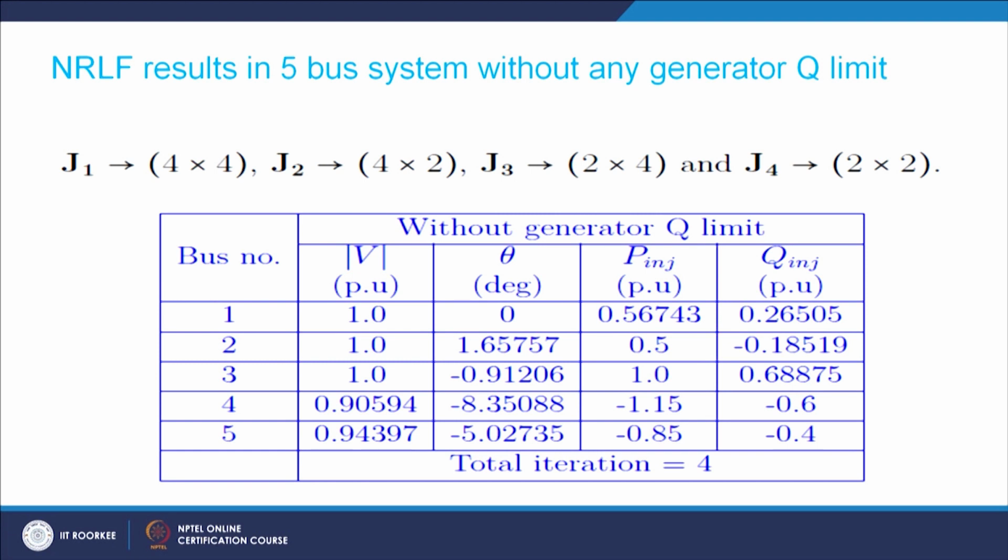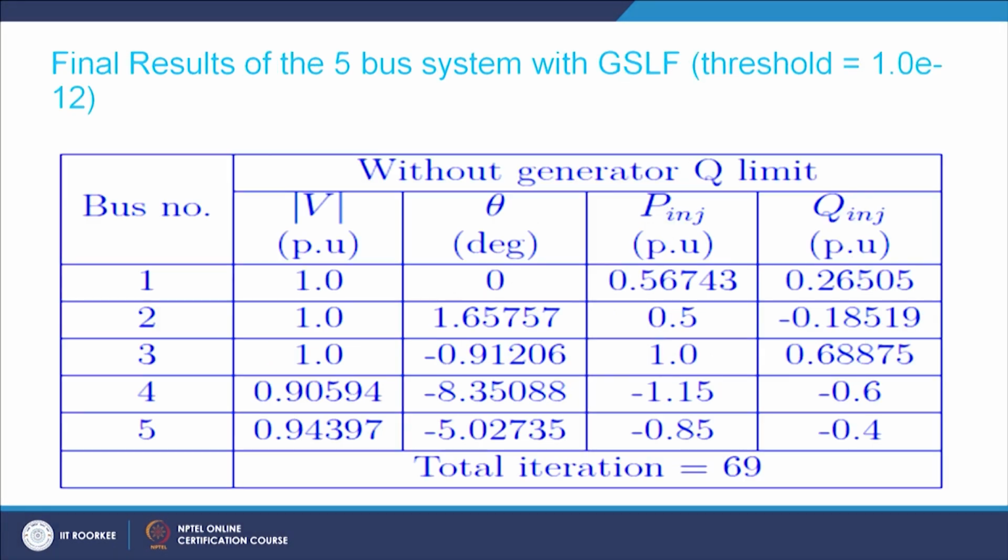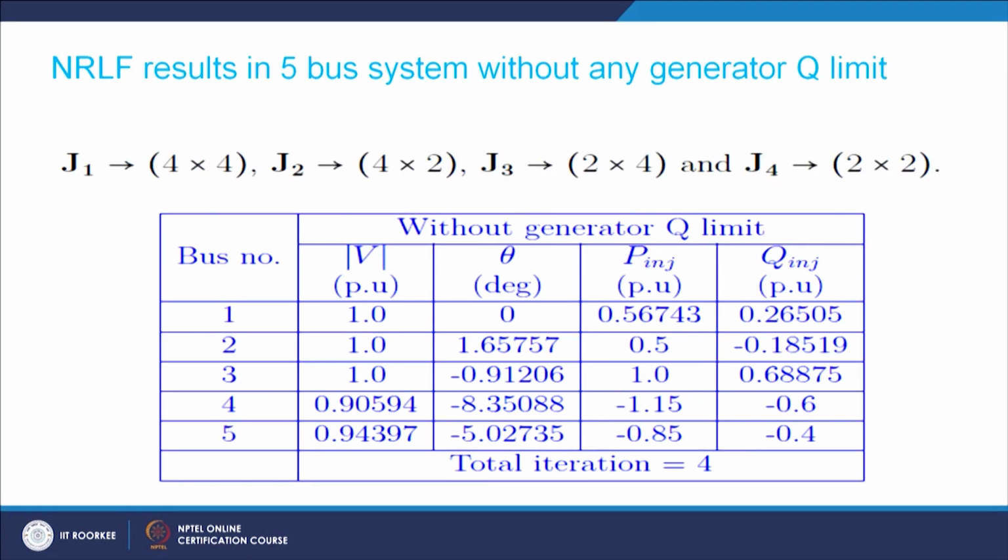This result is identically the same as we have observed in the case of Gauss Seidel load flow. If we just compare it, you will find it. Here again the bus voltage magnitudes, including bus 3, are all maintained at 1, and the number of iterations is only 4. On the other hand, in the case of Gauss Seidel load flow, the number of iterations was much more. I think it was something like 69.